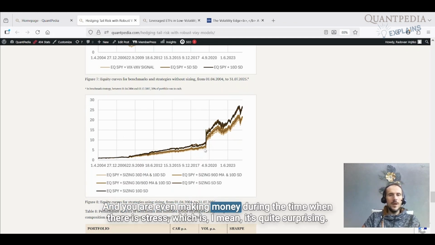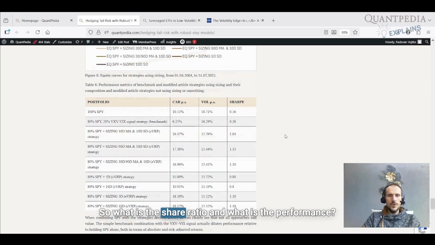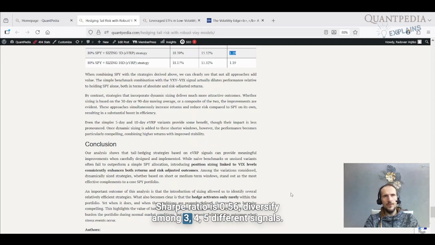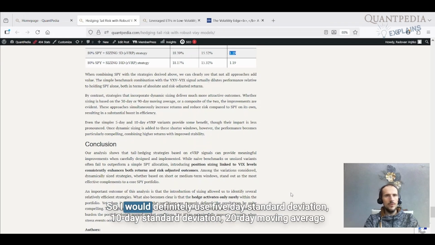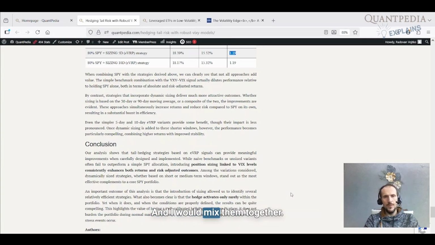And you are even making money during the time when there is stress, which is quite surprising. So you are making money in 2008, you made money in 2020, etc. So what is the Sharpe ratio and what is the performance? The benchmark performance of SPI itself is 10%, the Sharpe ratio 0.56. Diversify among 3, 4, 5 different signals. So I would definitely use 5-day standard deviation, 10-day standard deviation, 20-day moving average of the VIX, 60-day moving average of the VIX, 90-day average of the VIX, for example, and I would mix them together.